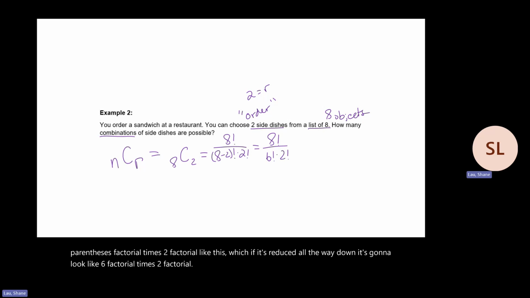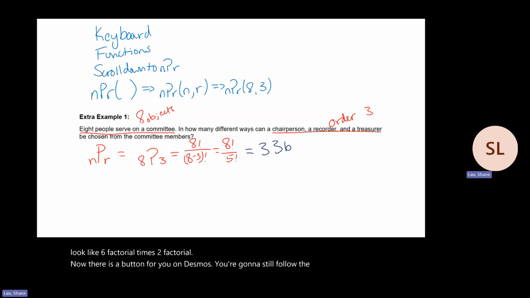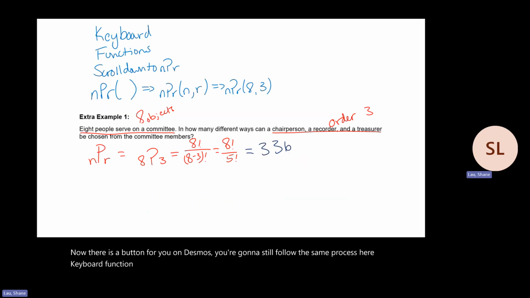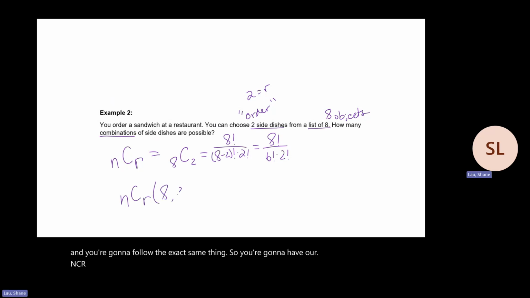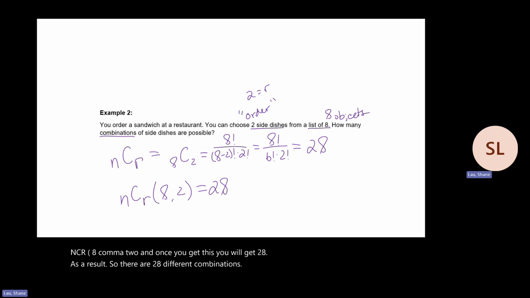Now, there is a button for you on Desmos. You're still going to follow the same process here. Keyboard function, scroll down to nCr, which you have probably seen before. So you're going to have nCr, parentheses 8, 2. And once you get this, you will get 28 as a result. So there are 28 different combinations that you could have for those side dishes.